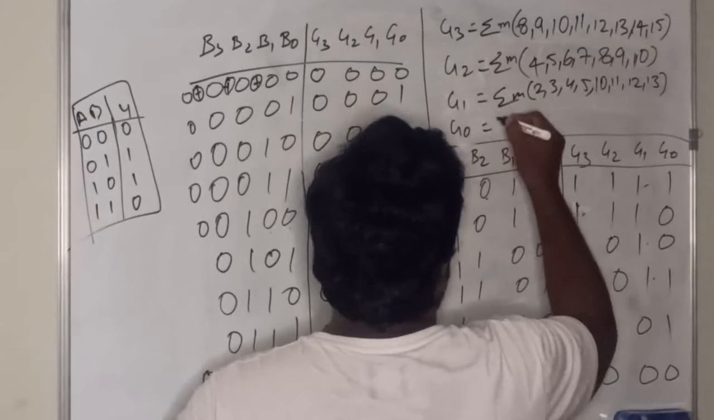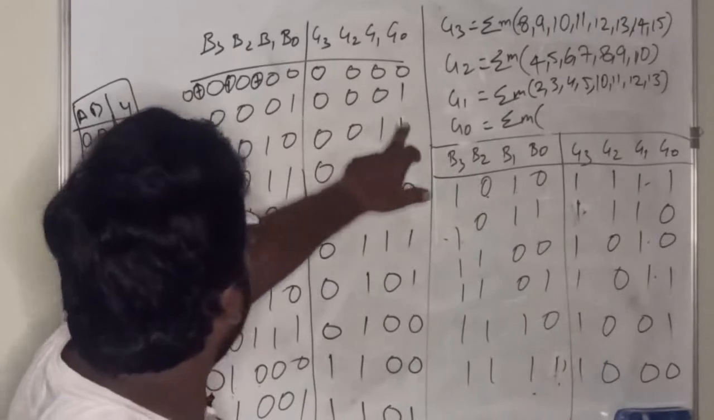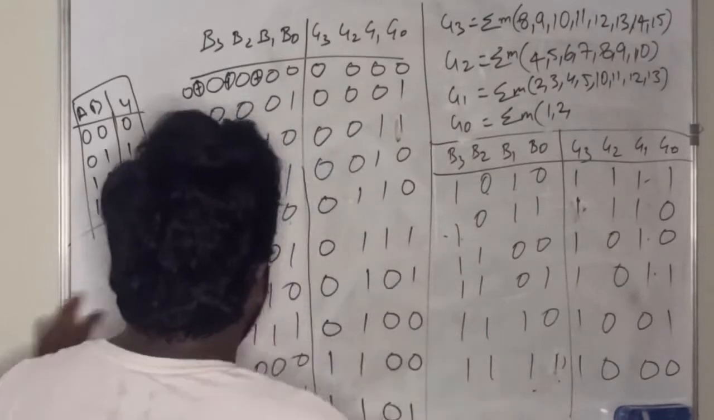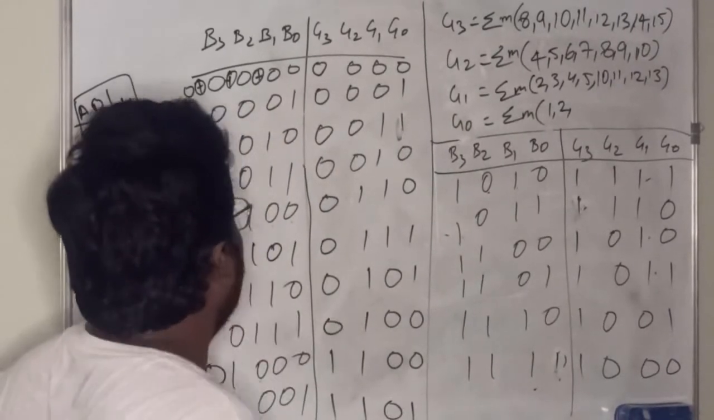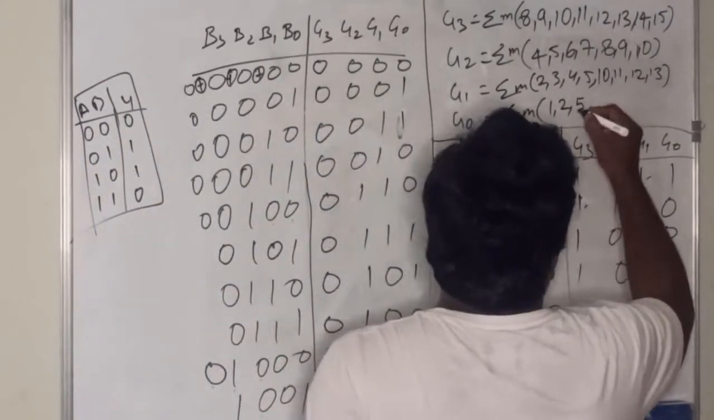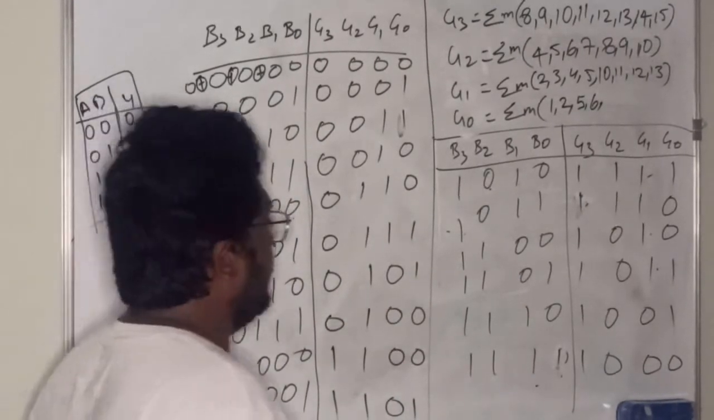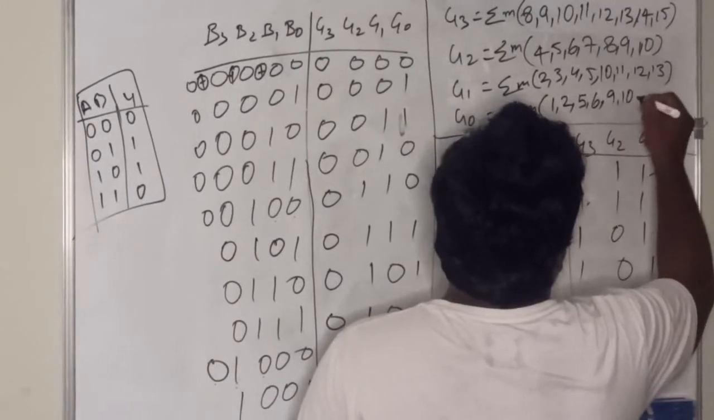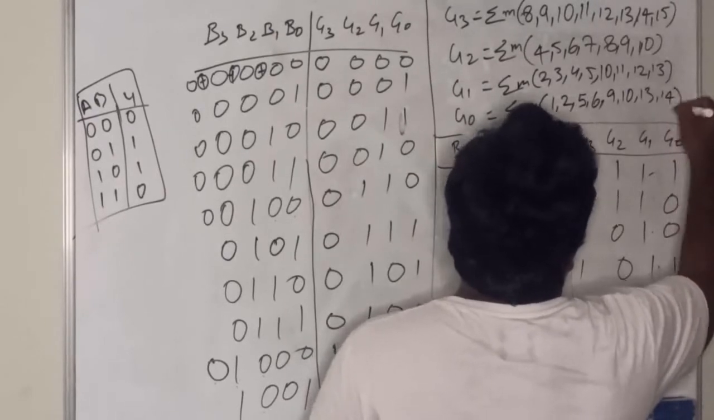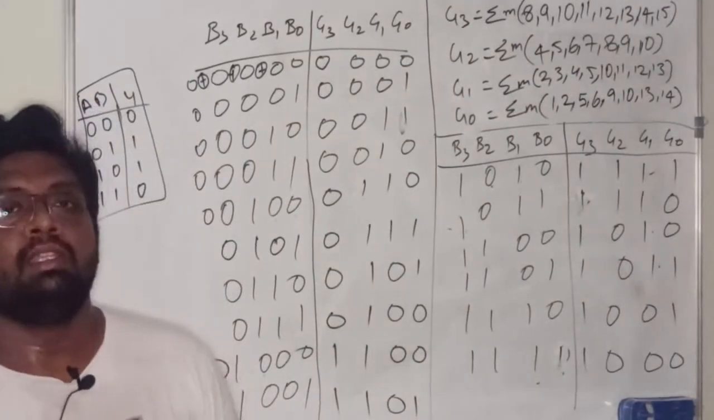So G0 is equal to summation m of, so for G0, see, when it is 1, 2, next one is 0 1 0 1, so it is 5, 6. 5, 6, next one 1 0 0 1, so it is 9, 10. Next one is 13, 14. So for G3, G2, G1 and G0, the minterms are like this.